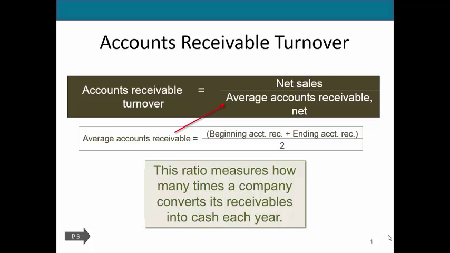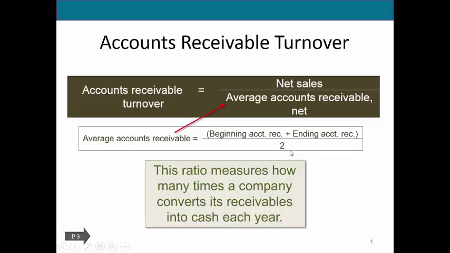So we calculate this by taking our net sales and dividing that by the average accounts receivable. Net sales, this is just our basic revenue number, but the average accounts receivable, we calculate this by taking whatever your beginning amount was in accounts receivable, add to that the ending accounts receivable, and divide by 2.